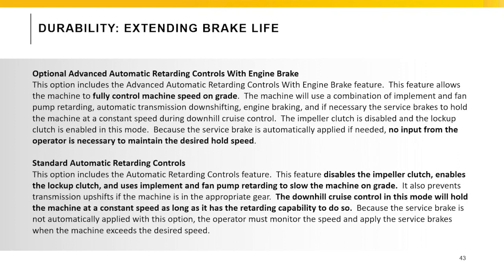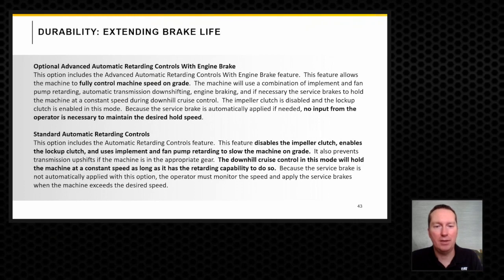Now, even the standard option here with the standard automatic retarding controls provides some key features here. It disables the impeller clutch and enables the lockup clutch, and then it also uses your implement and fan pump retarding to slow the machine on grade. The key here is the downhill cruise control in this mode will hold the machine at the constant speed as long as it has the capability to do so. However, the operator does still need to monitor, and if the machine exceeds the desired speed, then the operator will then have to apply the service brakes.